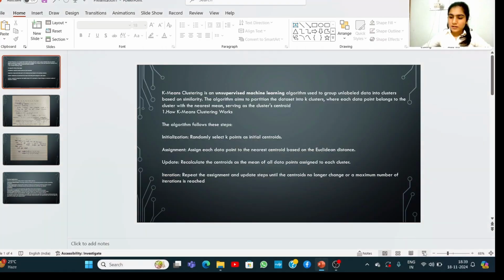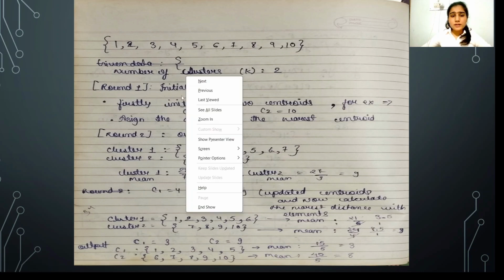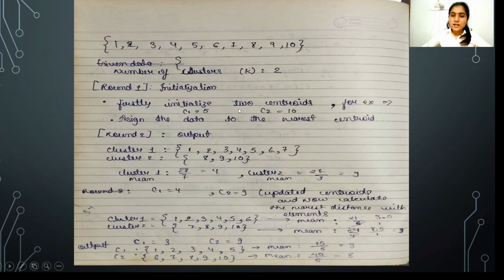Now we will understand this by an example. Suppose we have a data set from 1 to 10, and we want to create two groups. So here k equals 2. Round 1 is initialization. Firstly, initialize two centroids. For example, we take C1 equals 5 and C2 equals 10. Assign the data to the nearest centroid.